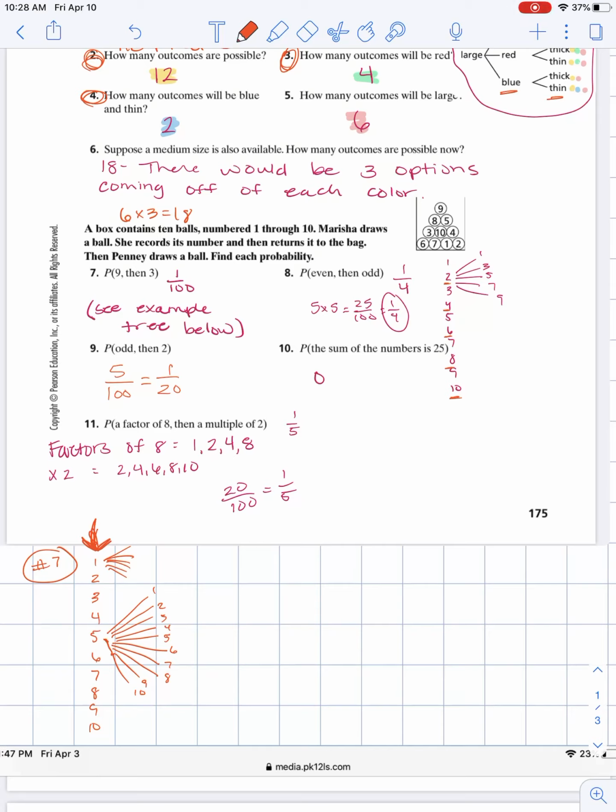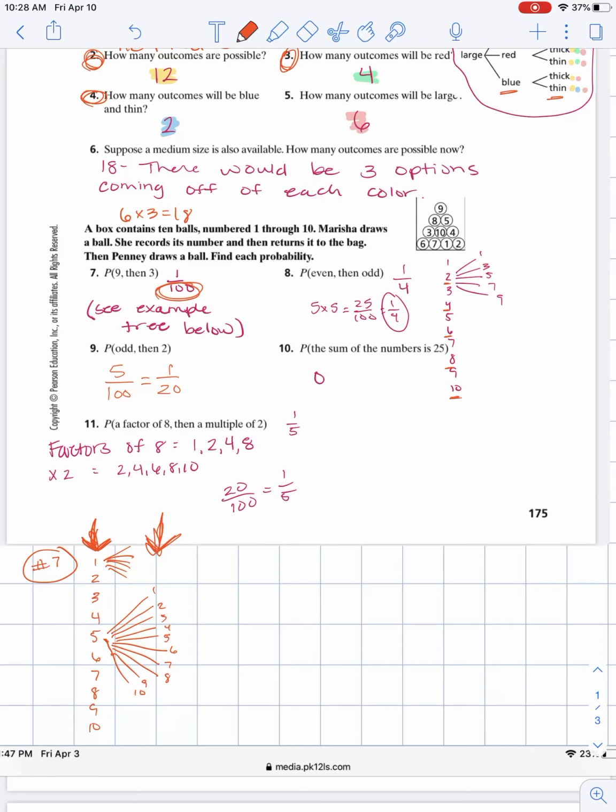Because for that second draw, it could be 1, 2, 3, 4, 5, 6, 7, 8, 9, 10. So if you first drew a 1, you could then draw a 1 through 10 the second time. So if there are 10 options the first time, and then 10 options the second draw, 10 times 10 is 100. So our denominator here is going to be 100, right? And if you draw a 9 and then a 3, there's only one way that could happen. So it's going to be 1 out of 100.